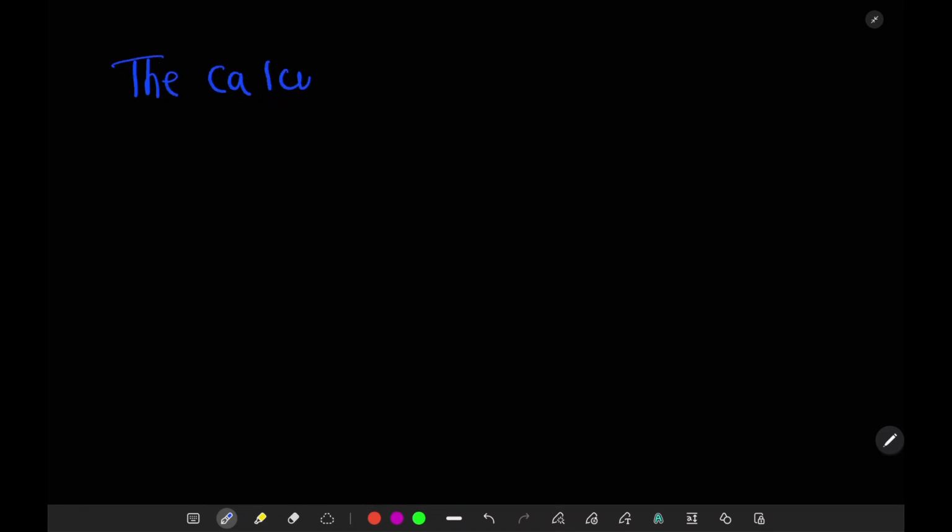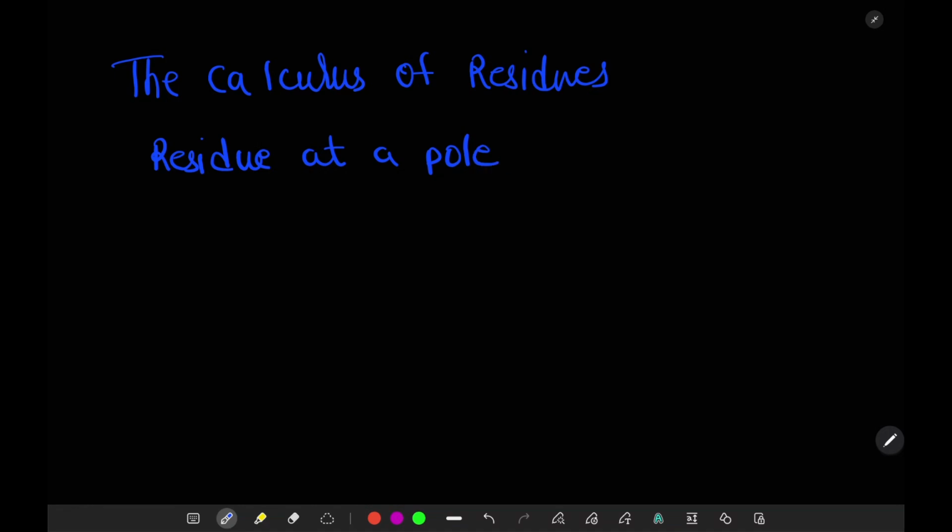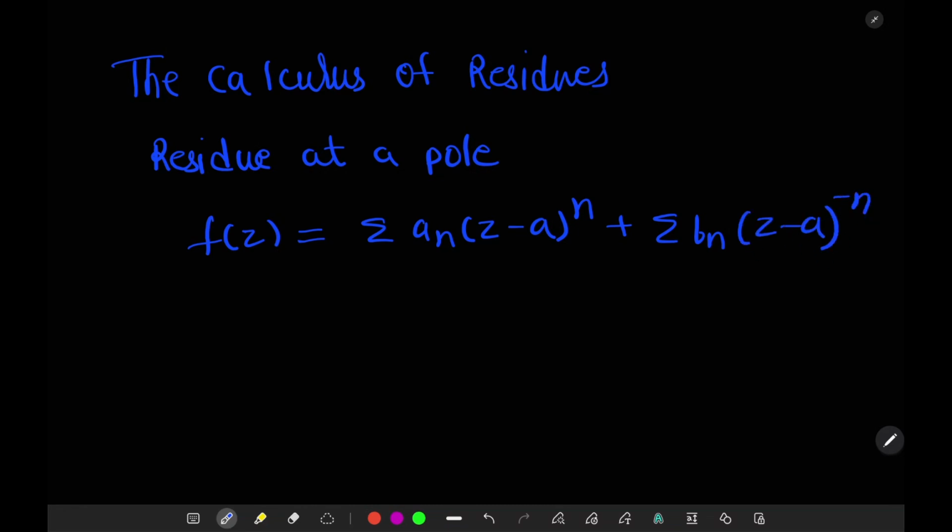The calculus of residues. Residue at a pole. f(z) = summation a_n (z - a)^n, n = 0 to infinity, plus summation b_n (z - a)^(-n), where n = 1 to infinity.